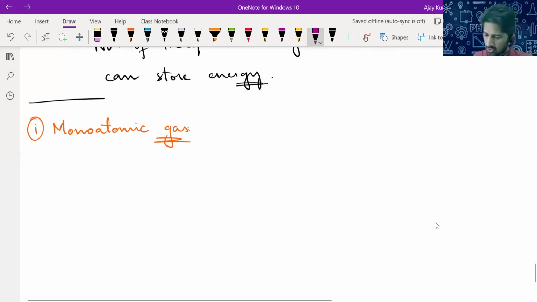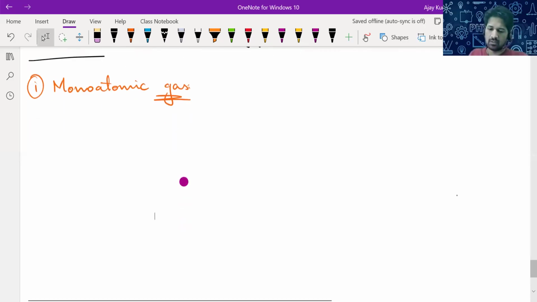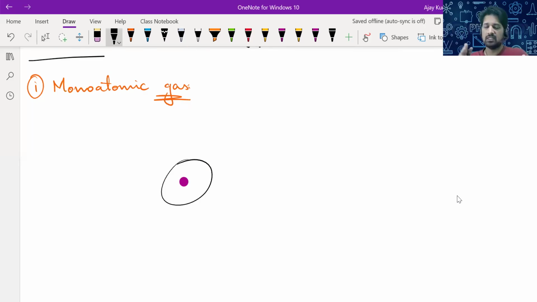Now, consider one molecule of a monoatomic gas. The atom itself is the molecule then. Okay, it doesn't bond with anything. Now, in an ideal gas, molecules don't interact with each other. So this molecule is not going to interact with any other molecule. If there's no interaction, there is no potential energy.